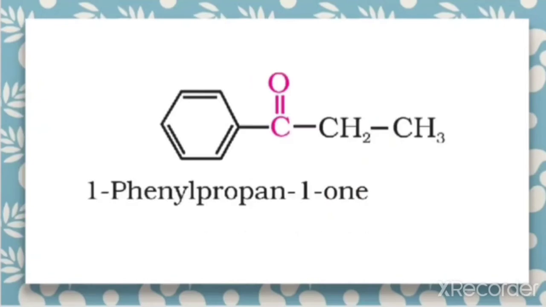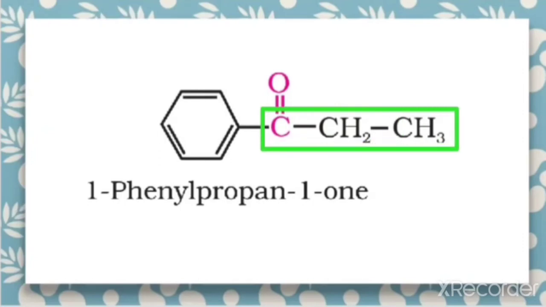Next example. In this example, again there is a functional group, that is a ketonic group. So here, the number of carbon atoms which can be taken in the main chain, because here the alkyl part is attached to the ketonic group and the phenyl part is also attached to the ketonic group. So the alkyl part should be taken in the main chain. At that time, which one will be the substituent? The phenyl will be the substituent.